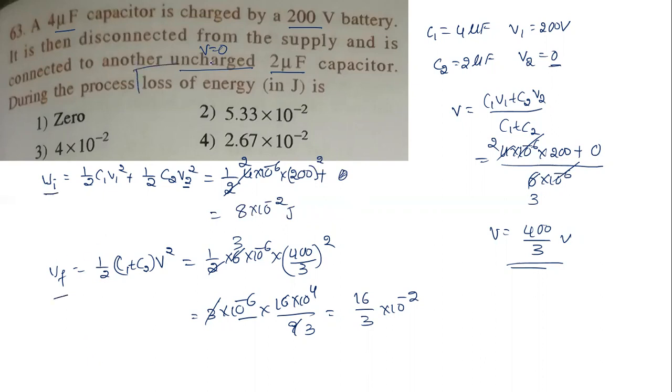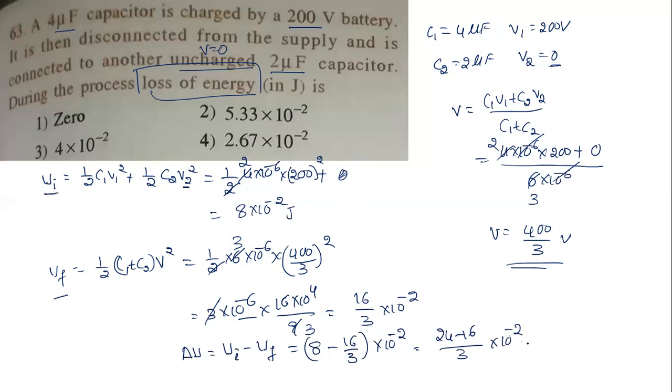Now to calculate what? Loss of energy. Loss of energy means difference in energy, right? So we take loss of energy, delta U, that is equal to U initial minus U final. U initial is 8, and U final is 16 by 3. And 10 power minus 2 is common. So it will be 24 minus 16 by 3 into 10 power minus 2. 24 minus 16 will be 8 by 3. So we get 8 by 3 into 10 power minus 2 joule.